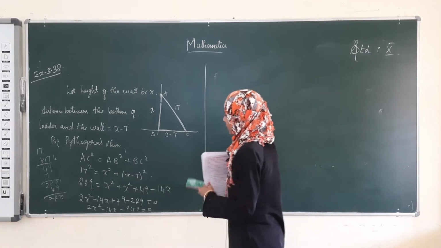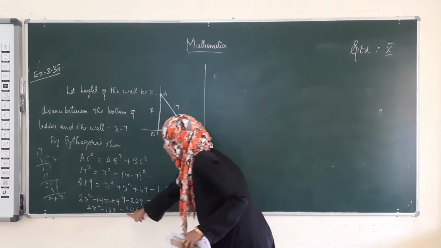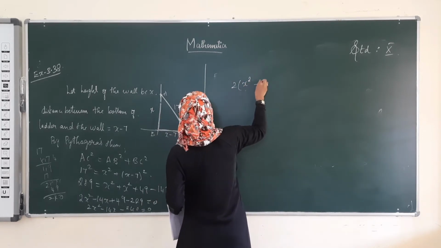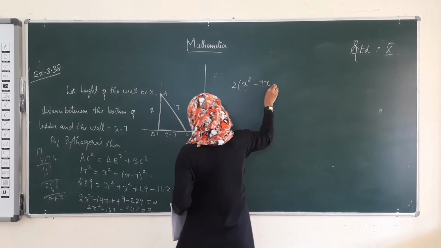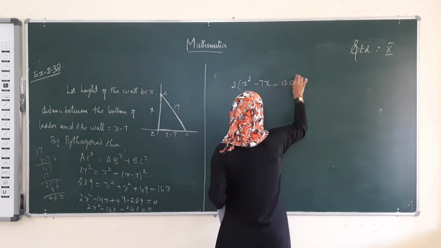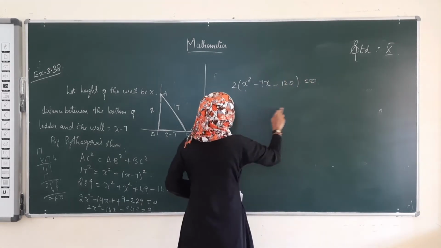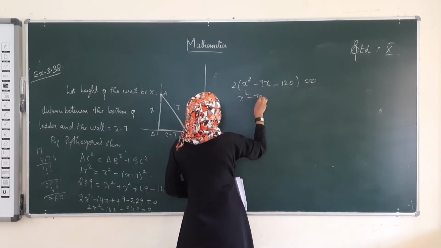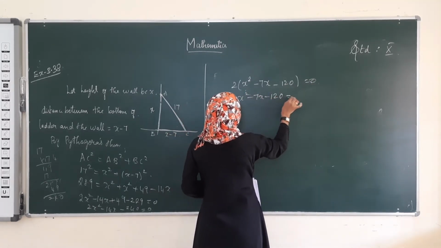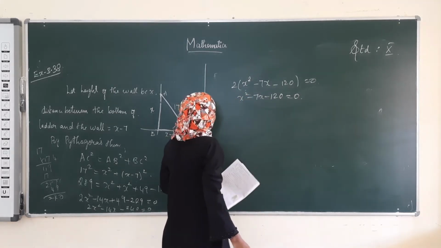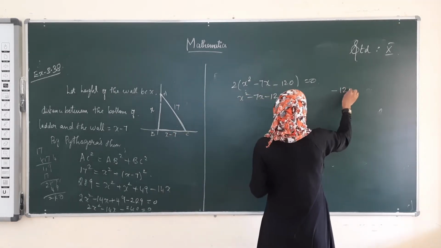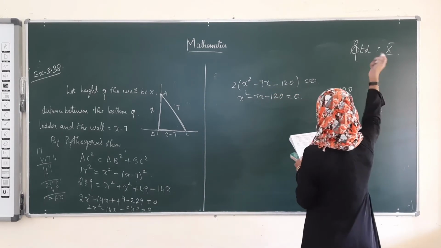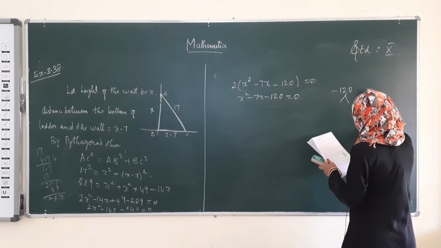Here, we can take 2 outside. Dividing by 2, we get x squared minus 7x minus 120 equal to 0. Therefore, x square minus 7x minus 120 equal to 0. We have to solve this.